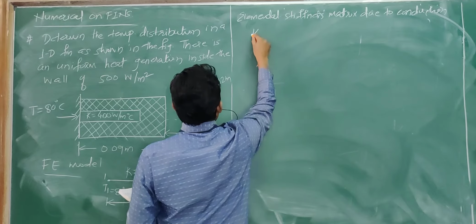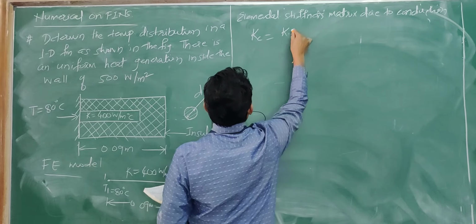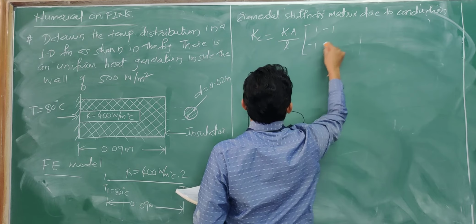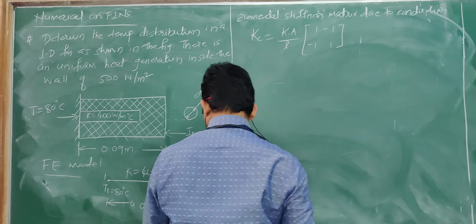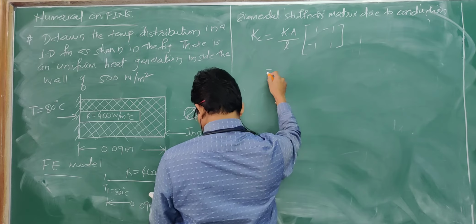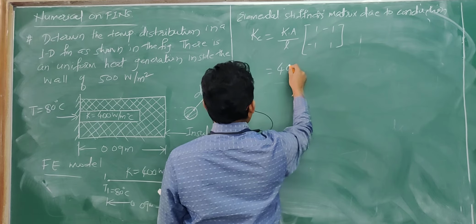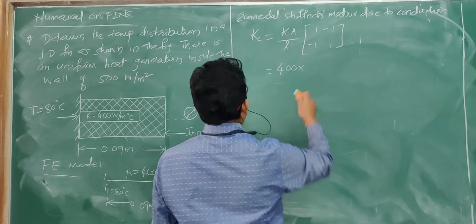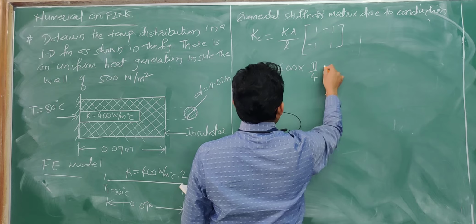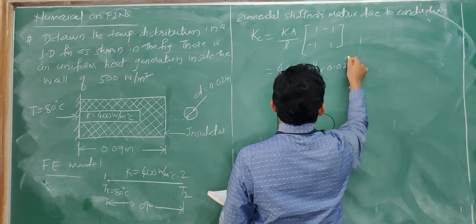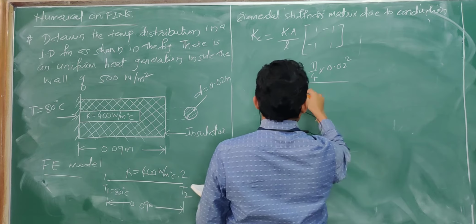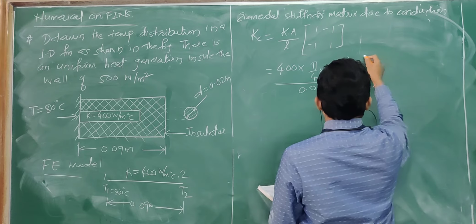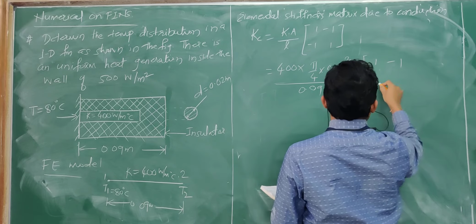That is given as Kc equals K into A divided by L into the matrix [1, -1; -1, 1]. So I'll just substitute the values. It is 400. So what is A? It is pi by 4 d square, which is pi by 4 into 0.02 square, upon the length of the fin element, which is 0.09 meters, times the matrix [1, -1; -1, 1].